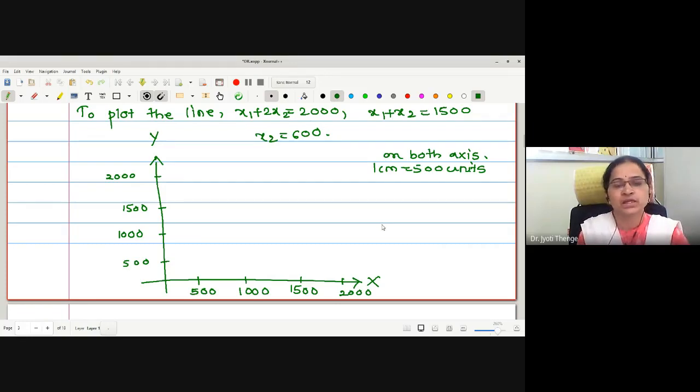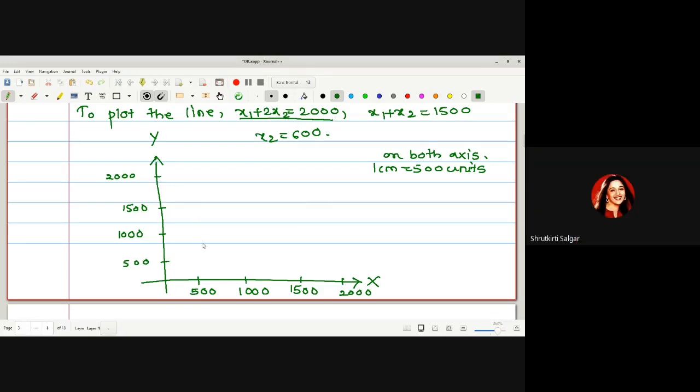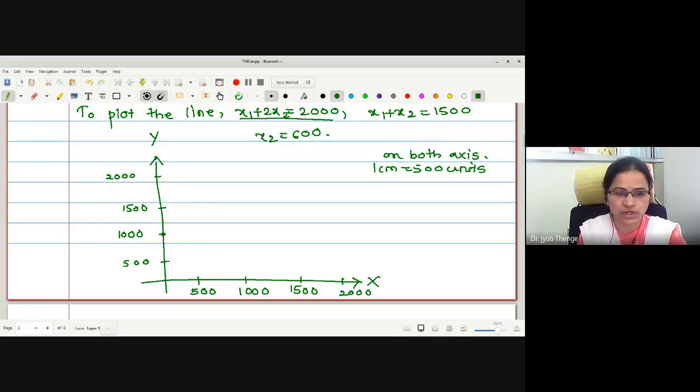Okay, what are the points for plotting the first line x1 plus 2x2 is equals to 2000? Generally, we put one value of the coordinate as 0 and find the value of the other, so that we can plot the line very easily. If I have to plot the first line, initially I will put x1 0. Then what will be the coordinate of x2? If I put x1 0, 2x2 is 2000. Therefore, x2 will be 1000. Therefore, x1 0, x2 1000 is this point.